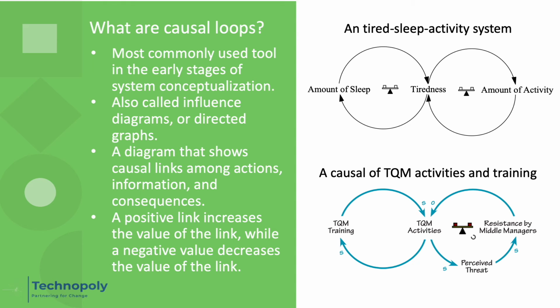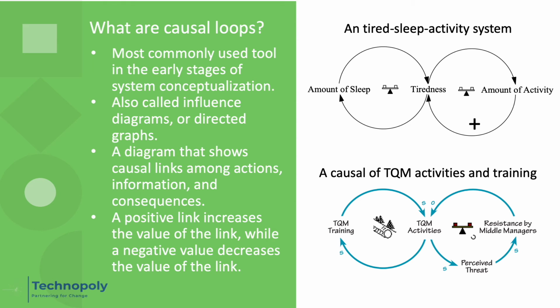The diagram shows the causal links among actions, information, and consequences. A positive link means that an increase in the value of one variable increases the other variable, while a negative link means that as one variable increases, the other goes down. Looking at the example on the right, we have two causal loop diagrams. The tired-sleep model we had before is now expanded into a slightly more complicated diagram where you now have two interlacing negative feedback loops.